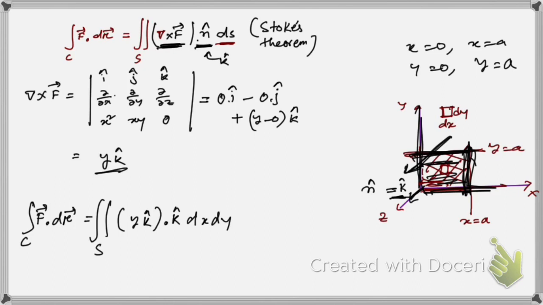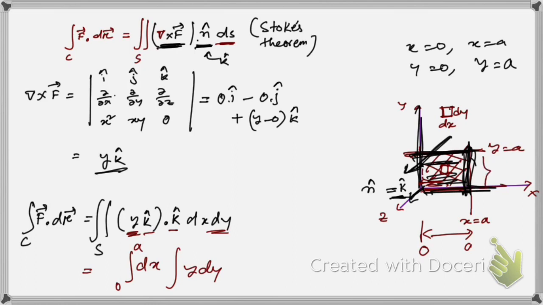So now you see what we can do here. k cap dot k cap is going to be 1, right? So then we can write the integration of dx, where x should be integrated from 0 to a. Then again we have y dy, that should also be integrated from 0 to a, right?